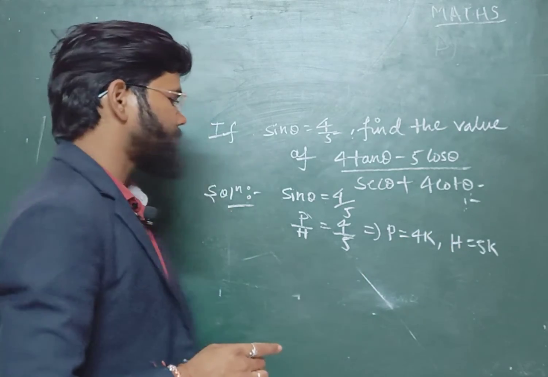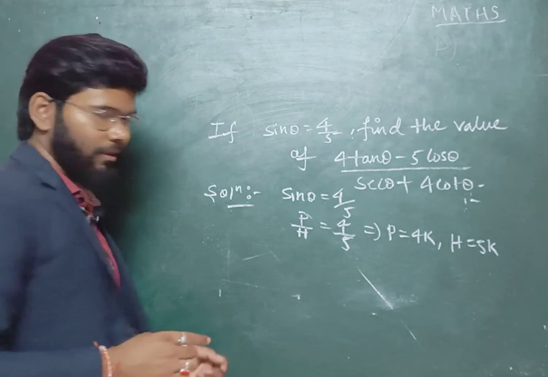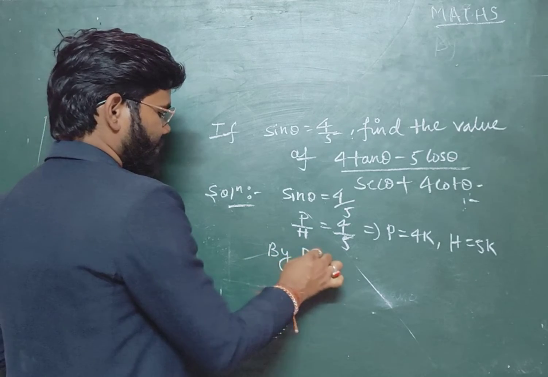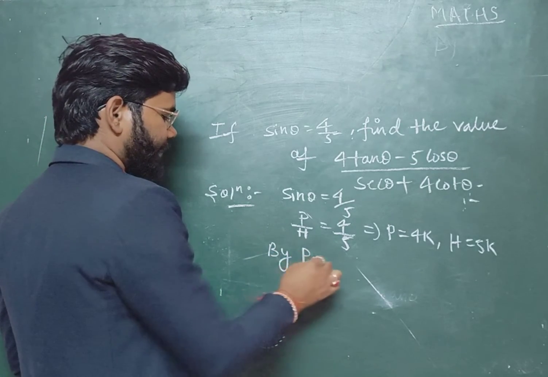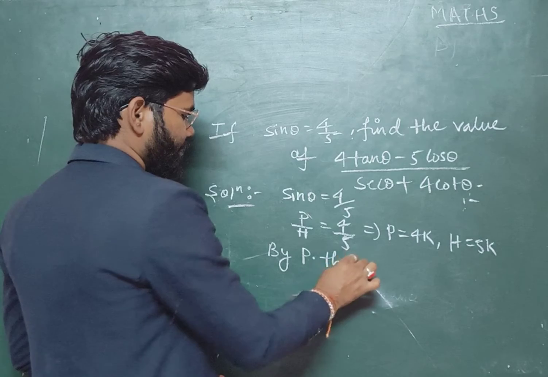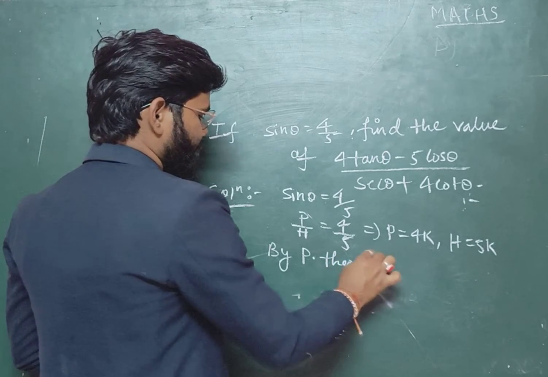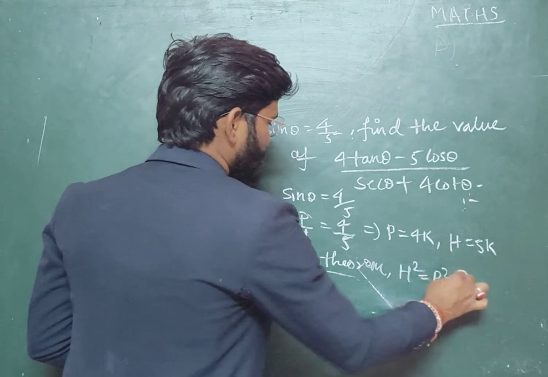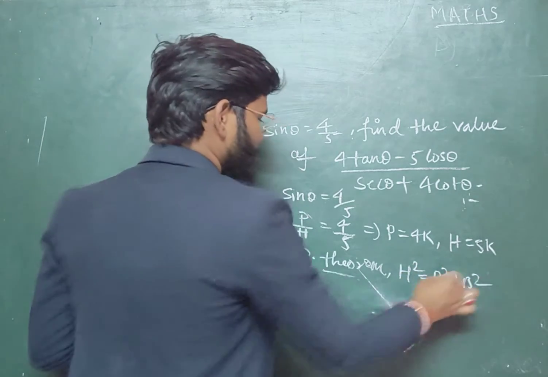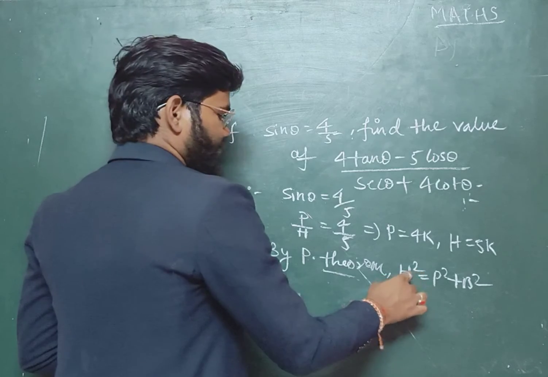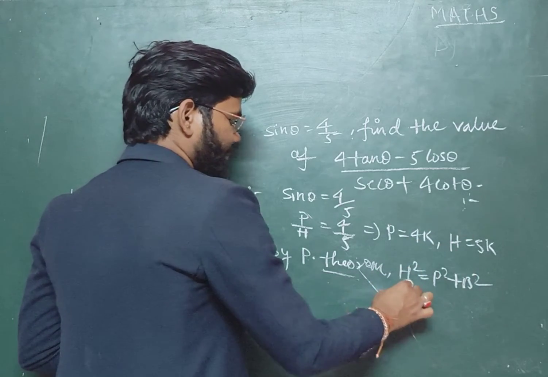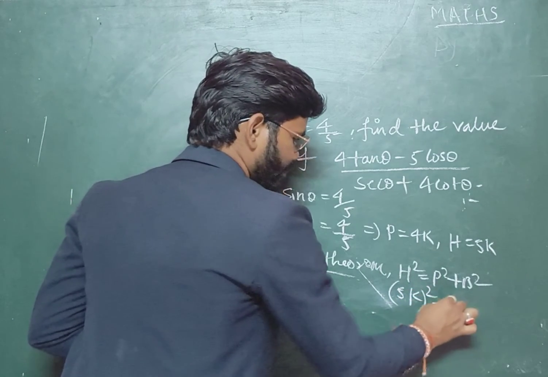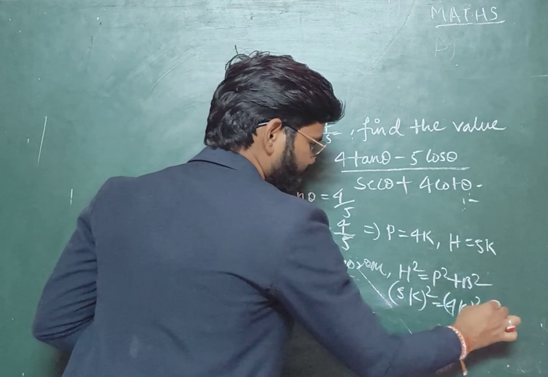When you apply the Pythagoras theorem, we can easily find the value of b. By applying the Pythagoras theorem, which in short form I have written as P theorem, h square equals p square plus b square. So instead of h, we will use 5k whole square, equal to 4k whole square plus b square.